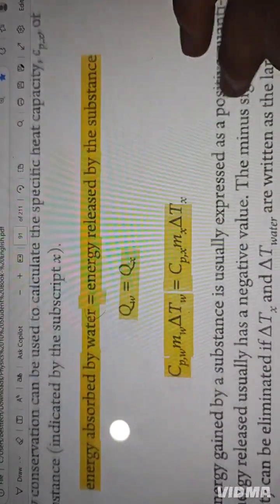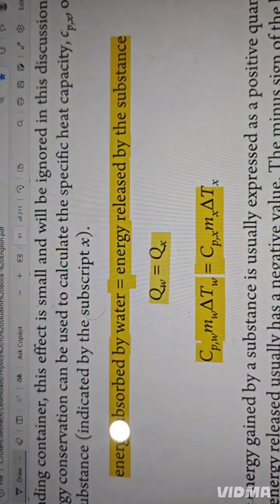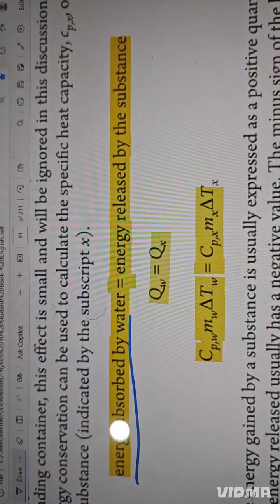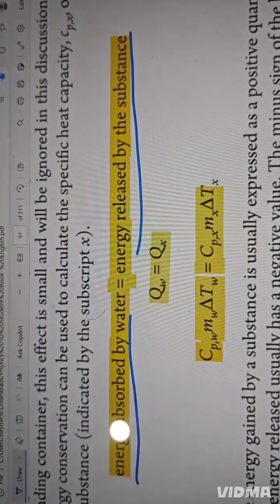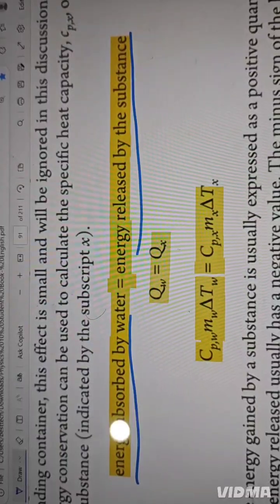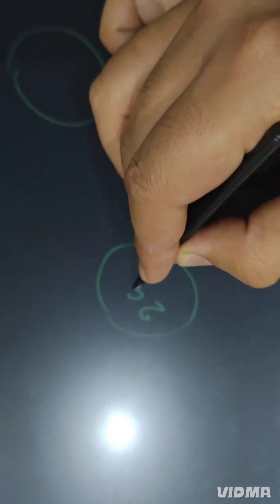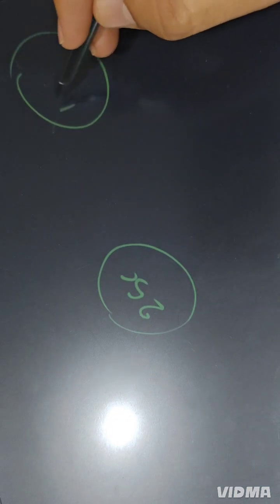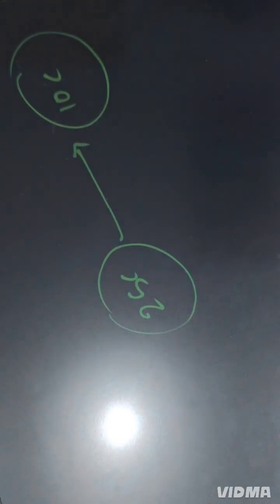Students, look at me. Now, to solve the example, we will apply this rule. Here we have two sides. The first side is energy absorbed by the water, and the other is energy released by the substance. Let me tell you again. When we have two objects, for example this one at 25 C and that one at, for example, 10 C, we have energy transferring from the higher temperature to the lower temperature, in that direction.